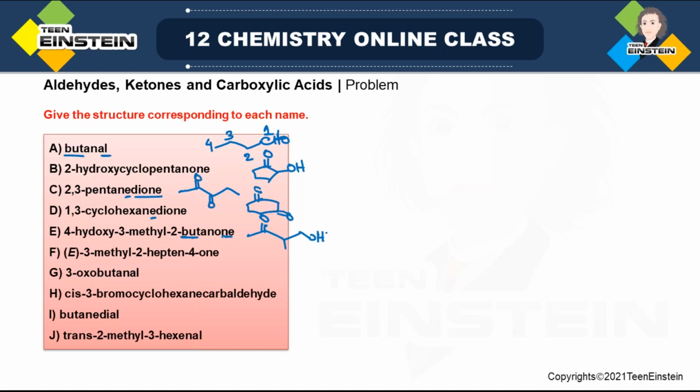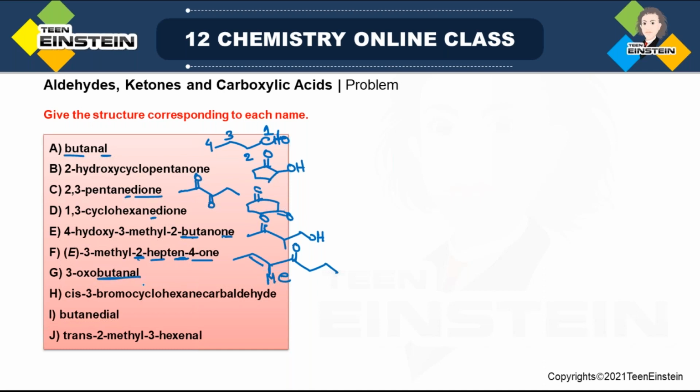Okay. Then compound F, E. E means there is C=C double bond. And see it is heptene. Position of double bond is 2. 3 position you have methyl and 4-one. Now 4-one means hept, that is 7 carbon, and in the 7 carbon at 4 position there will be keto. 1, 2, 3, 4, 5, 6, 7. Okay. Now 4 position, 1, 2, 3, 4, there is keto group. 2 position there is double bond. Fine. And 3 position, 1, 2, 3, there is methyl group. Fine.